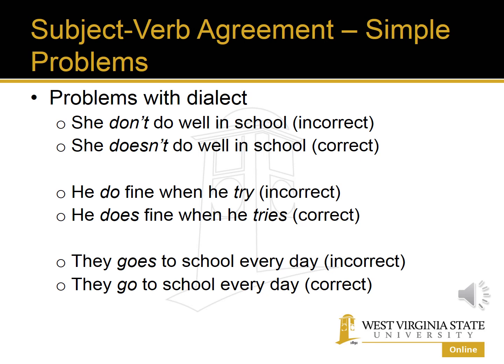Or another example would be "he do fine when he try." Both do and try are incorrect. They're both plural forms of the verb when they should be singular. "He does fine when he tries." That's the correct form. Another common error is with the verb go. "They goes to school every day" is incorrect. "They go to school every day," the plural form of the verb to go. That's correct because the subject they is also plural.